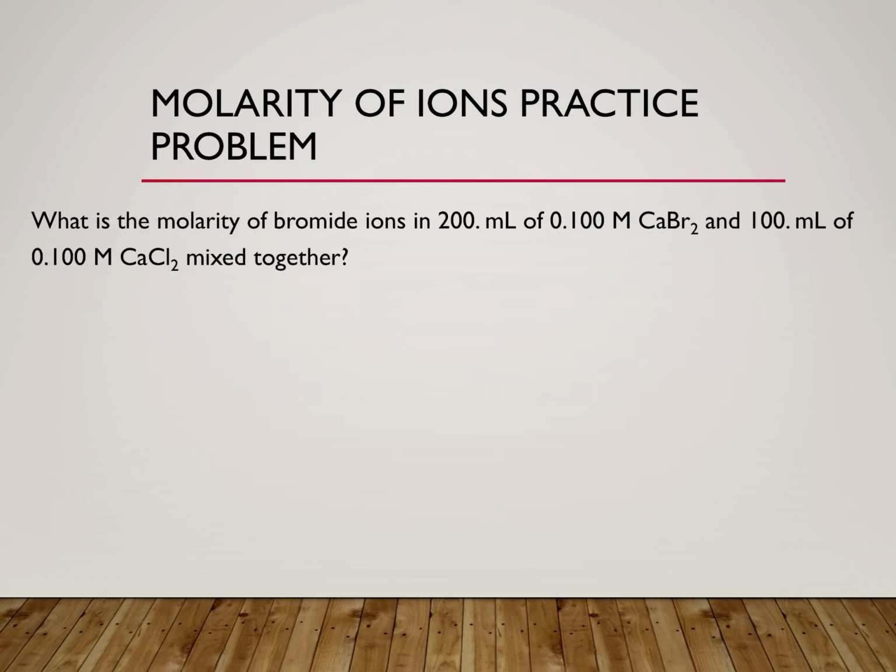This is going to be similar to problems that we're going to do in the molarity of leftover ions lesson. So this is going to be a warm-up to that. So just thinking about what we need to solve it. We're looking for the molarity of our bromide. And so what we're going to need to do is find the moles of our bromide, and we're going to divide that by the total volume. Okay, so our first step will be to figure out the moles of our bromide ions.